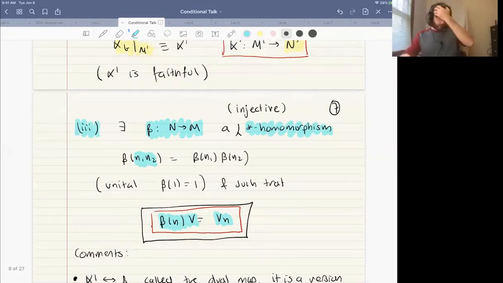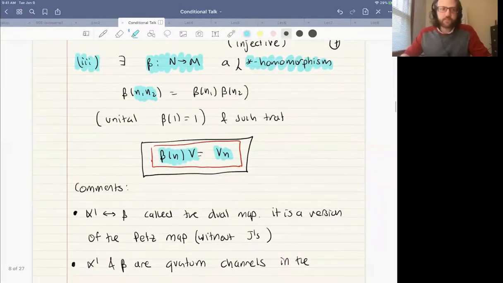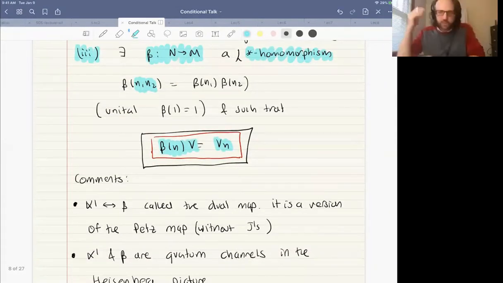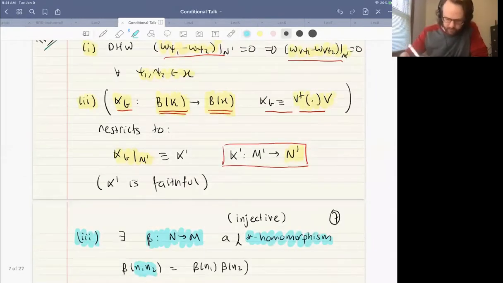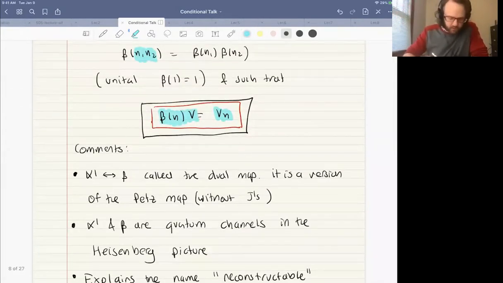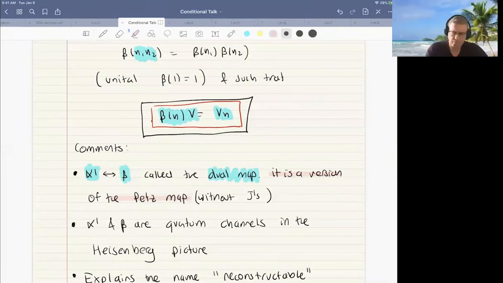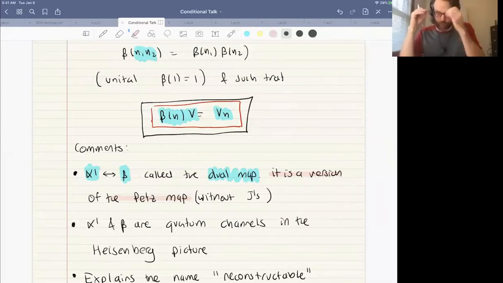Okay, so let me again try to unpackage all of this. This correspondence between alpha prime, so I didn't really define what alpha prime was. Alpha prime is this restriction of this global map to M prime. So that's what I'm going to call alpha prime. So this correspondence between this alpha prime map, which is a map between M prime and N prime, and this beta map, which is a map between N and M, is something called a dual map. For those who have been following the recent literature, it's a version of the Petz map. It's a funny version of the Petz map without the modular conjugation operators, if you know what they are.